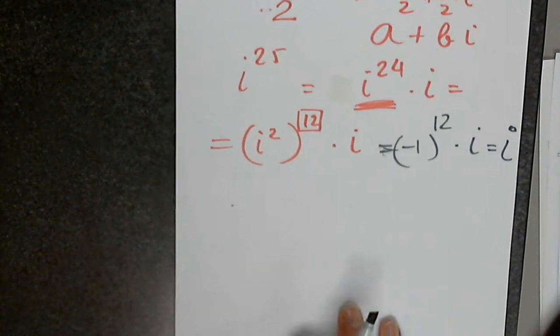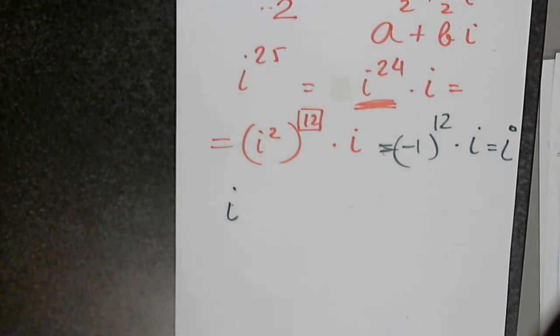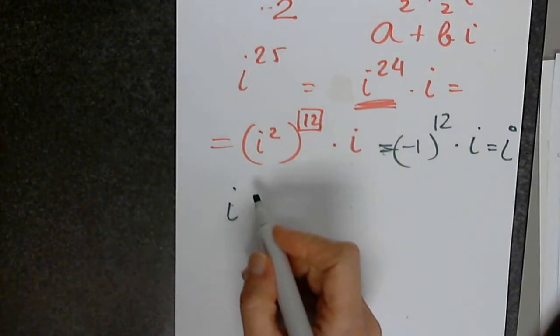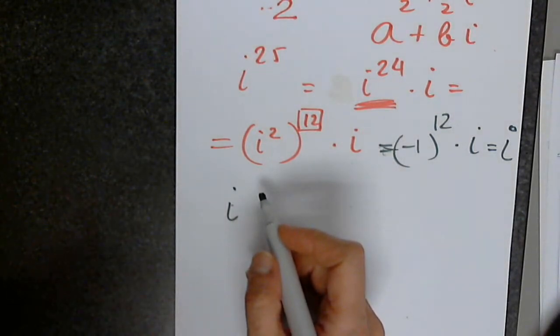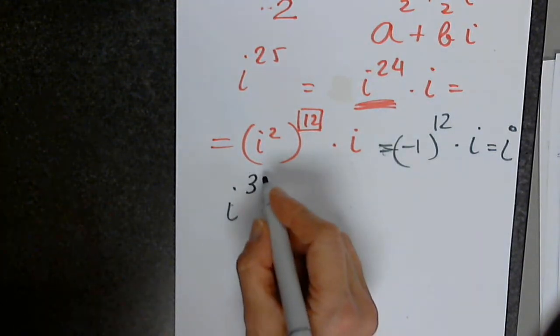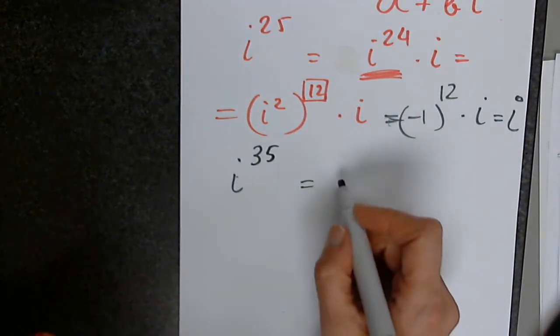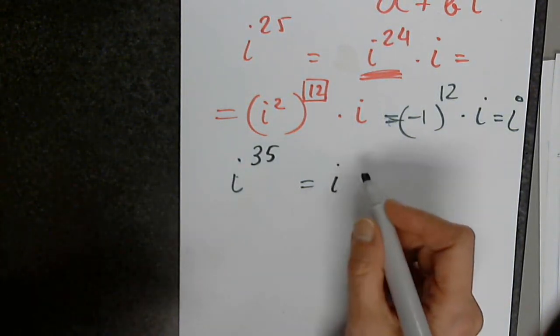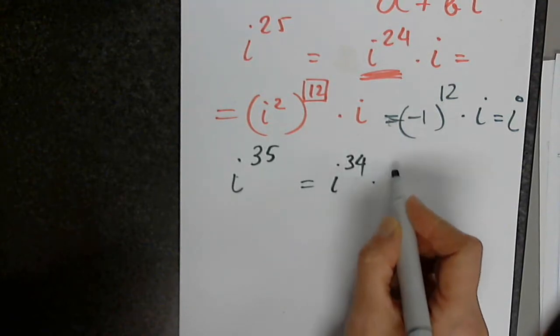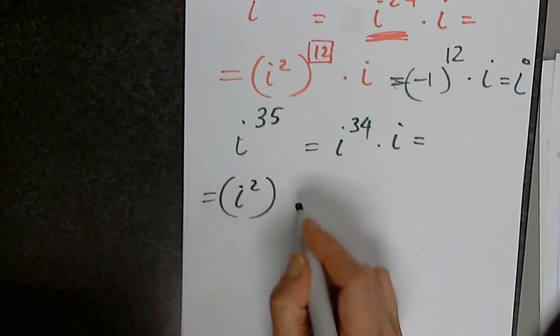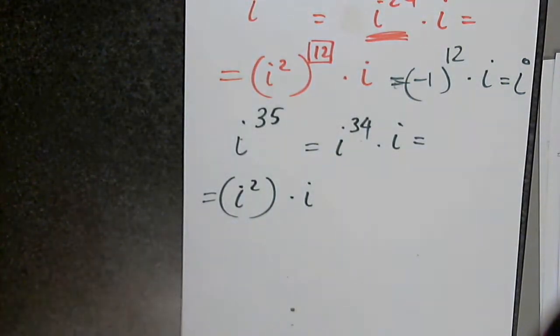Okay, let's practice one more. I to a power. And then I like to look at a word problem. Any power. Let's say 35. Still an odd number. So I have to split it how? I to the, exactly, times i. Like before, I have i squared raised to which power for 34?